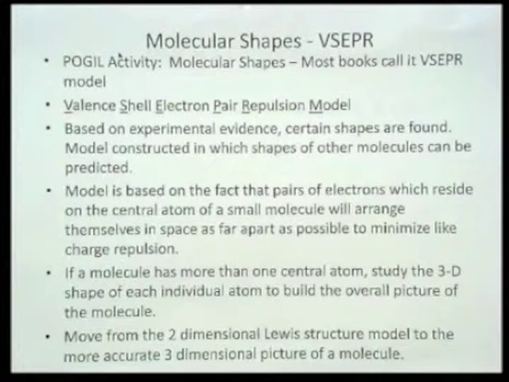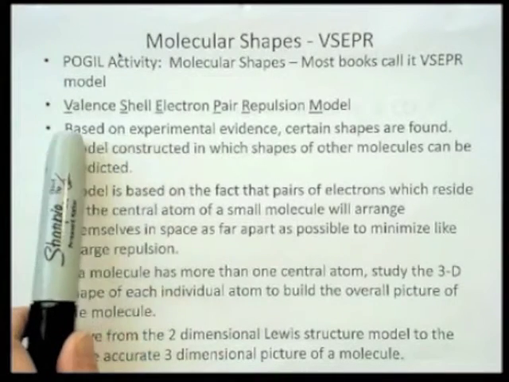So what that means is by looking at the X-ray crystallography shapes data of molecules, it was found that different molecules tend to fall into certain predictable shapes. And based on this model, you can predict the shapes of other molecules just by knowing the Lewis structure of the molecule. So what does this mean?